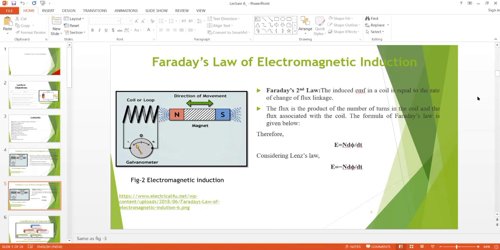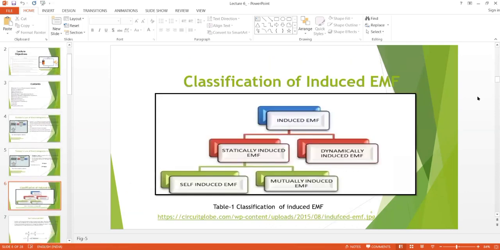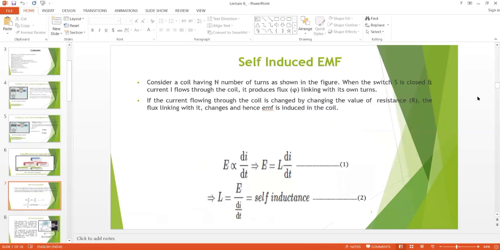So you can see the directional movement there. There are different types of induced EMF: statically induced EMF and dynamically induced EMF, two types. Then self-induced EMF and mutually induced EMF. When I talk about self-induced EMF, you can see E is proportional to L di by dt. And L would be more if the change of current would be less. So that is self-induced EMF.